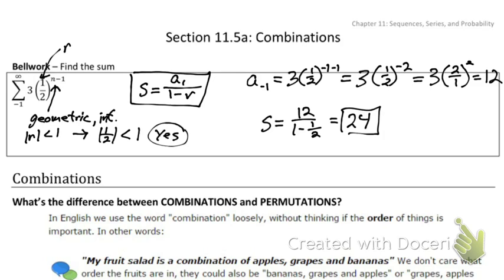Okay, then we'll quickly go over questions from the homework. Hope.